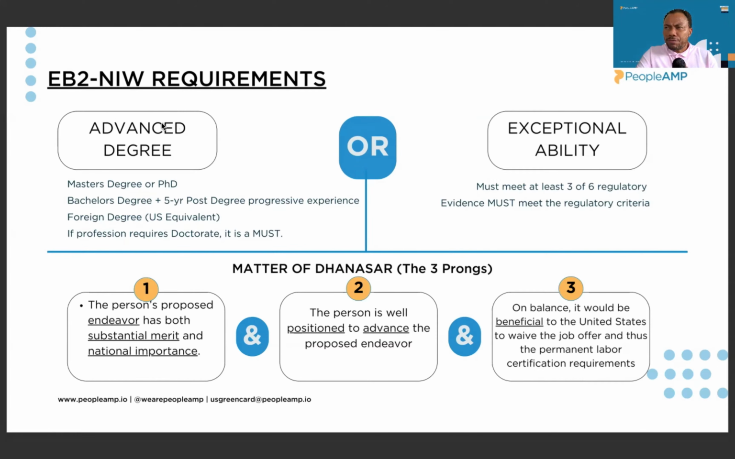Now, if this individual has an advanced degree, which means you have a master's or the person has a PhD. According to USCIS, the person has met one of the requirements at the top.